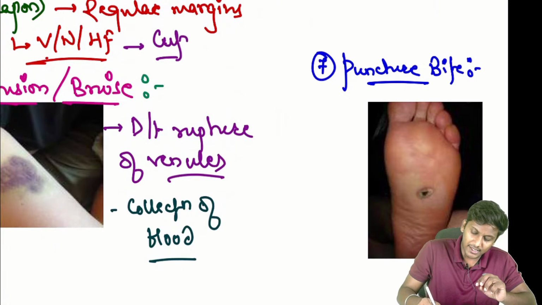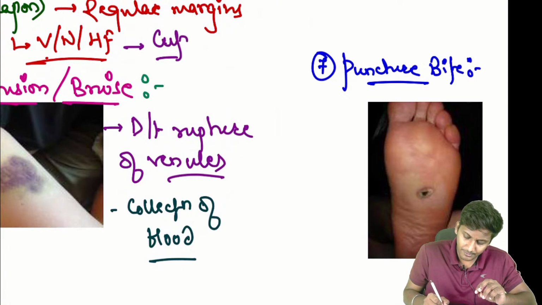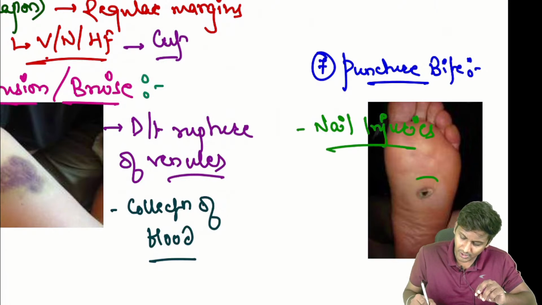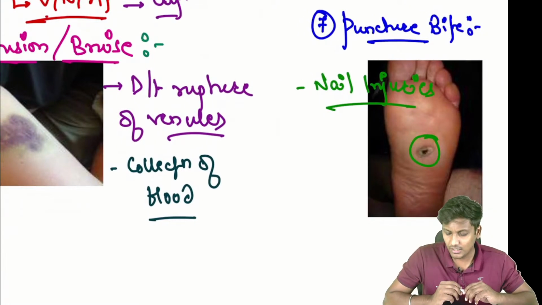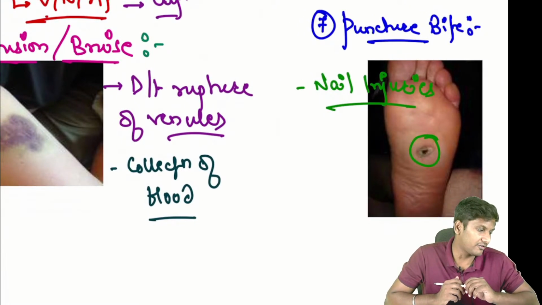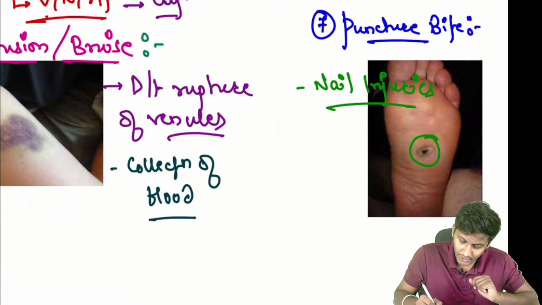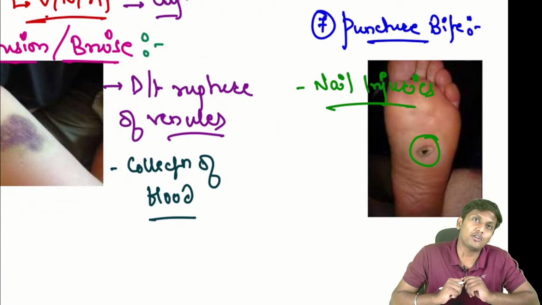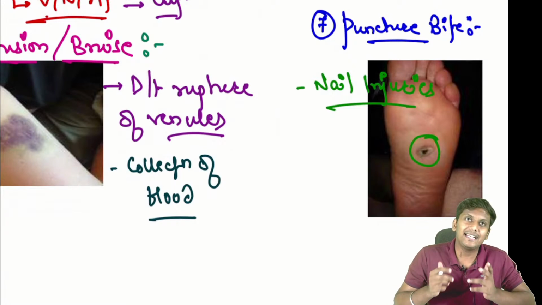And these puncture bites are due to some nail injuries. The deep nail injuries are going to cause these types of puncture bites definitely in the sole of the foot. Important is, you have to remember that these puncture bites are due to nail injuries. Nails are definitely rusted.